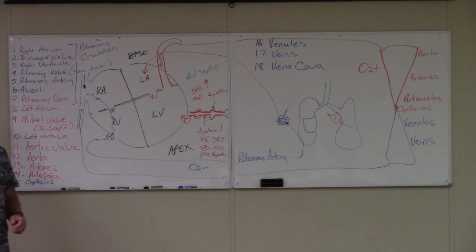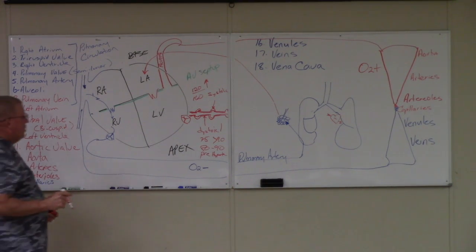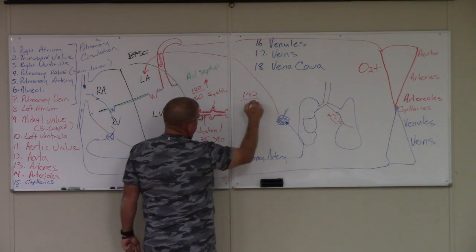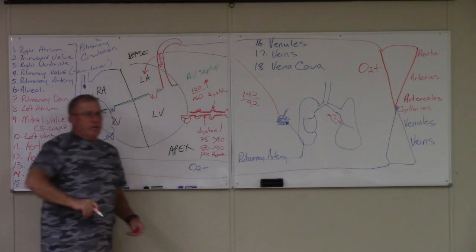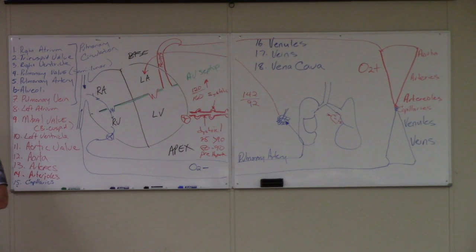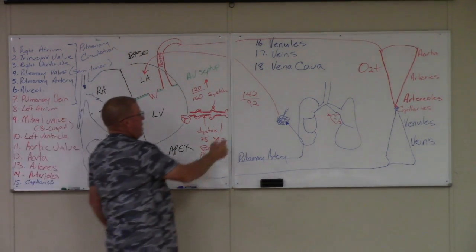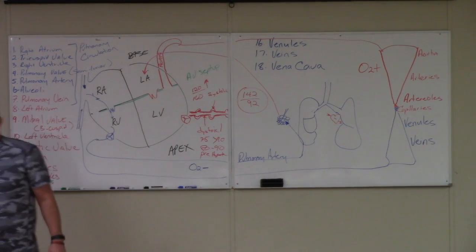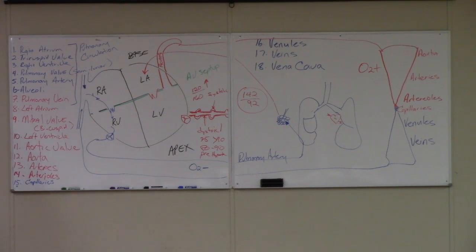What is systolic hypertension, Anthony? 140. 140. So if you've got 142 over 92, what would you be considered? Hypertensive, right? Is 142 over 92 going to be detrimental to anybody's health right there? Probably not, okay? It's hypertensive. What does hypertension lead to?